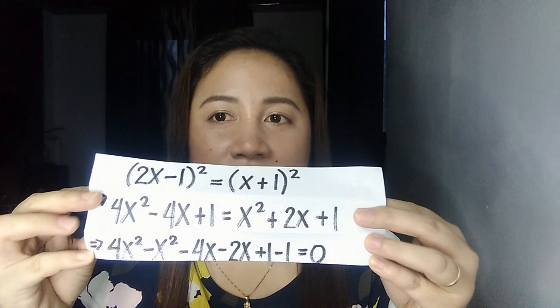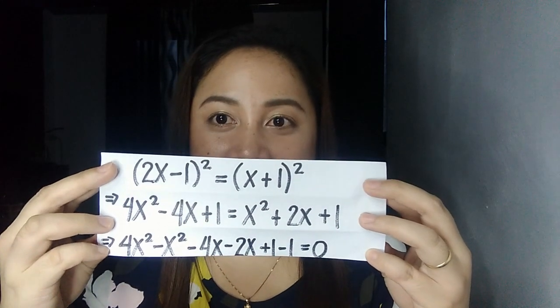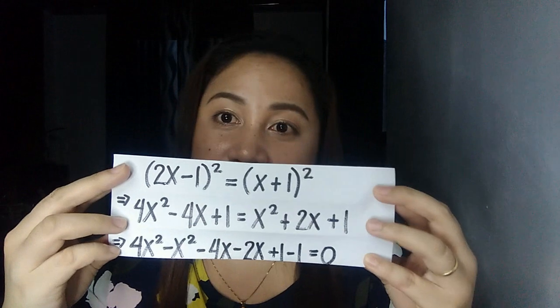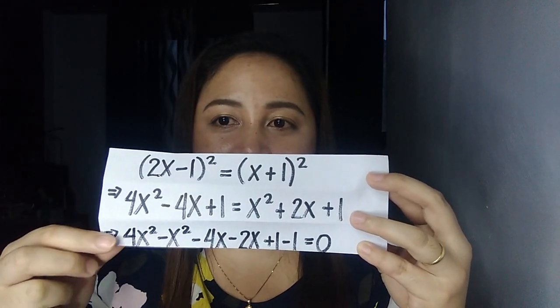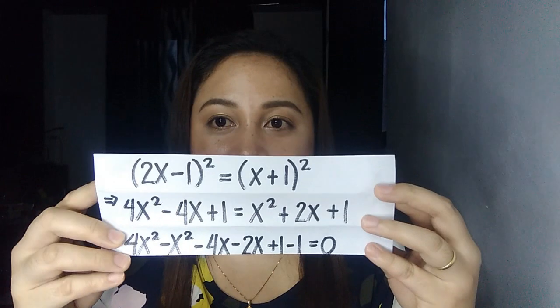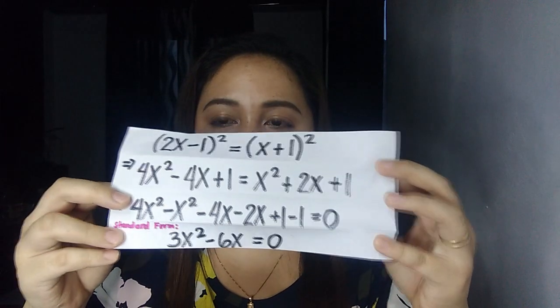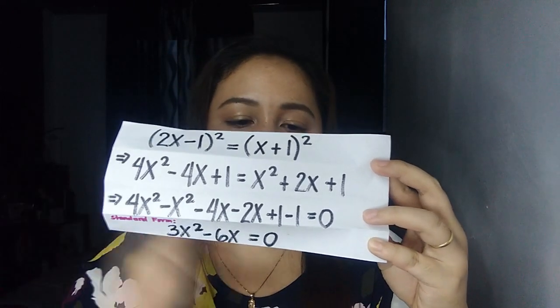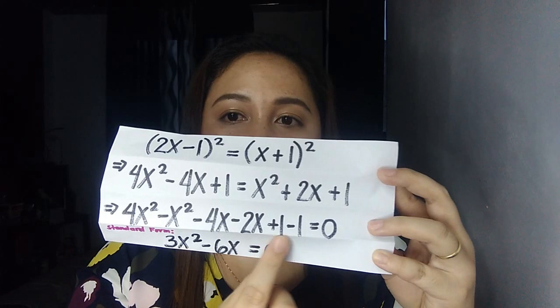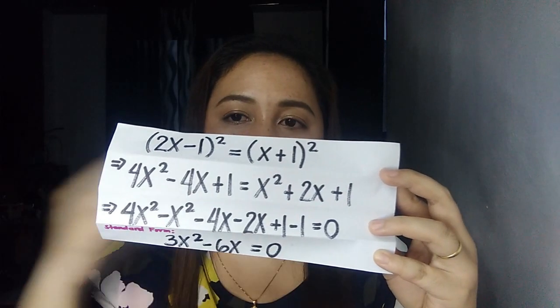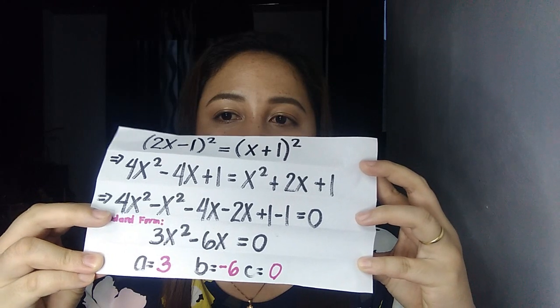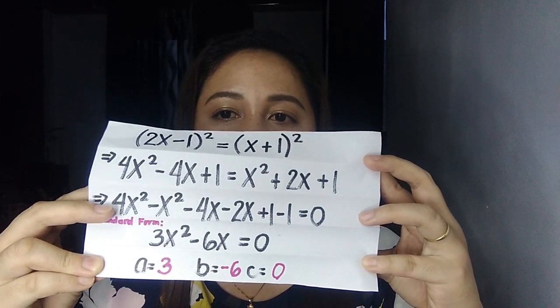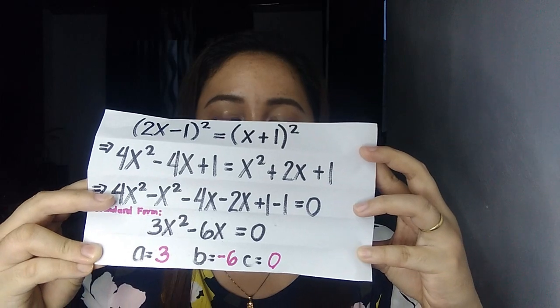And then, so applying addition property of equality or transposition, so transferring of the terms, ito yung hitsura niya, before we get the standard form. So the standard form is ito na. So 3x squared minus 6x equals 0 kasi the constant term is 0. Positive 1 minus 1 is equal to 0. Therefore, the coefficients are a is equal to 3, b is equal to negative 6, and c is equal to 0.